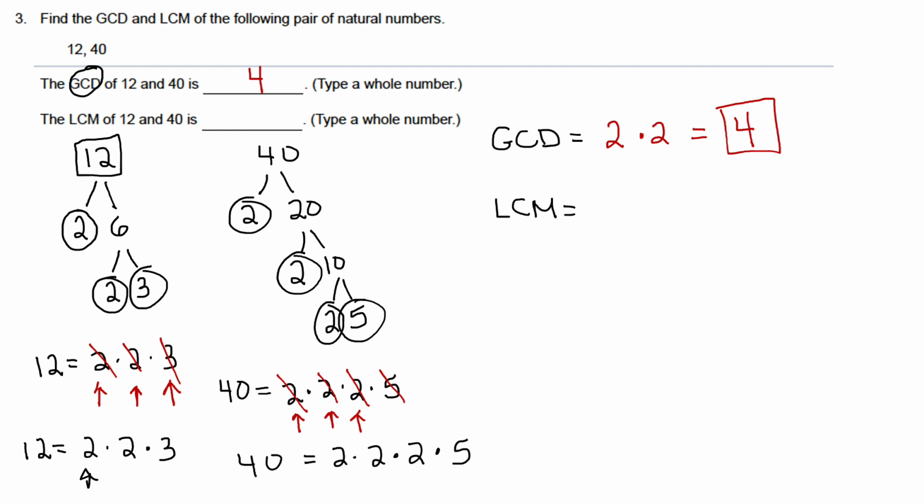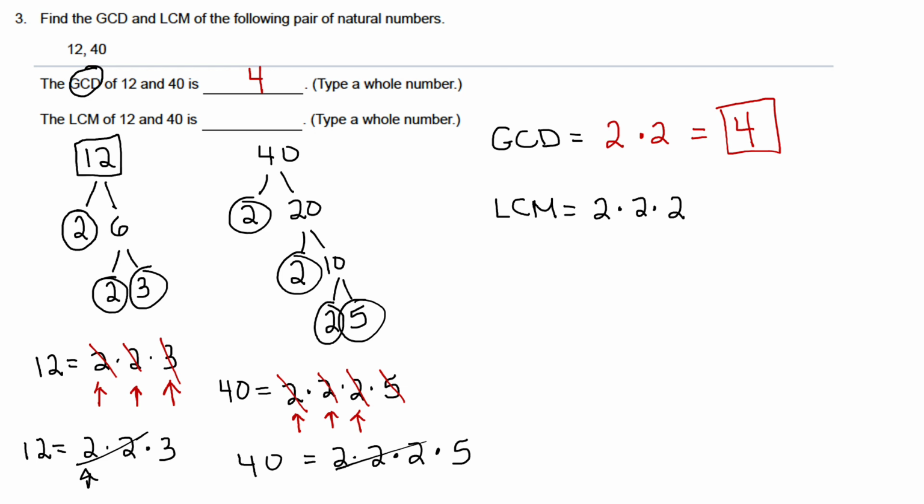2 appears 2 times in the number 12, but it appears 3 times in the number 40. So the greatest number of times that 2 appears is 3 times in any one number. So we'll write 2 times 2 times 2.